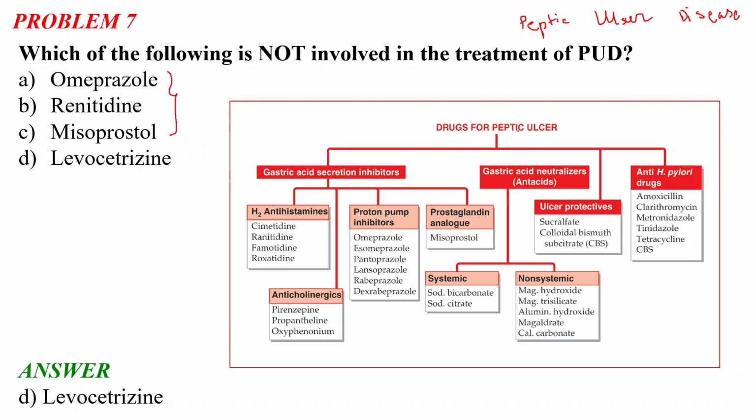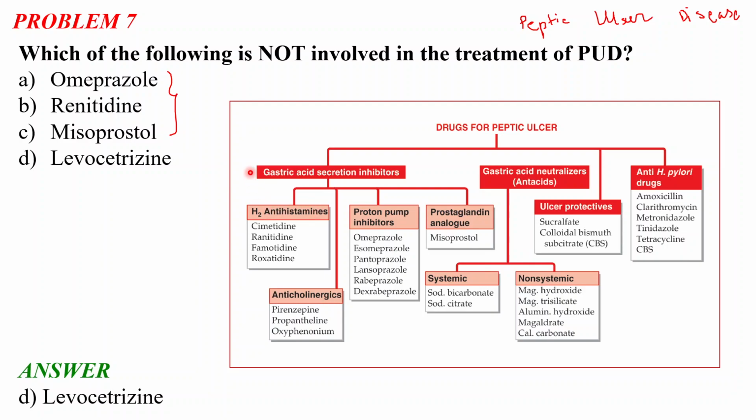So, the drugs for the peptic ulcer can be divided into the following classifications. There are gastric acid secretion inhibitors, gastric acid neutralizers, which are called antacids, ulcer protectives, and anti H. pylori drugs. This H. pylori is a bacteria which helps in the acid formation.